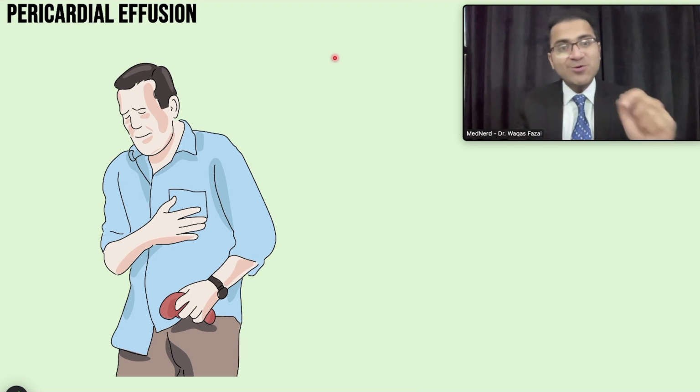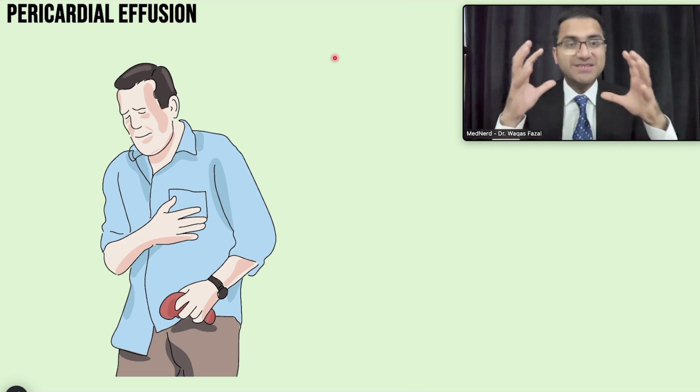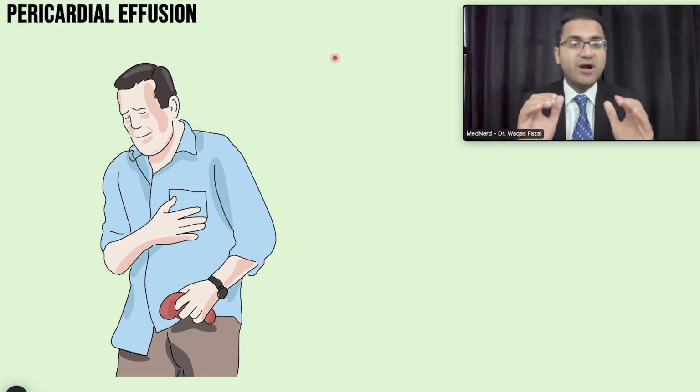When you perform echocardiography, you find out that there is a lot of fluid accumulated around the heart. This is a case of cardiac tamponade. What is cardiac tamponade? What is pericardial effusion? Today we are going to talk about that.